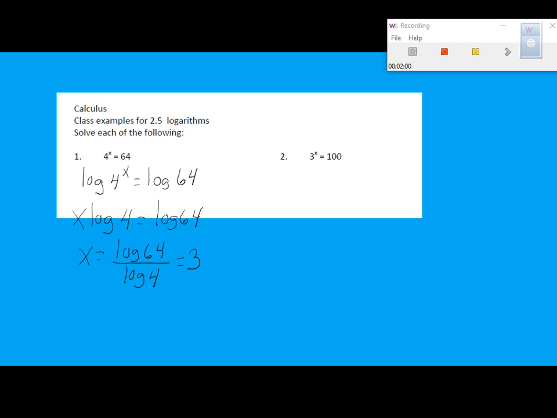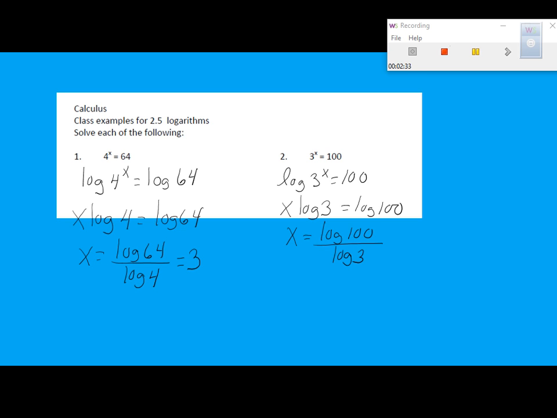Now, my number 2, you couldn't do it as a change of base because you cannot write 100 as a change of base of 3. So I'm going to log both sides. So I've got log of 3 to the x equals 100. My exponent can come down in front. So I've got x log 3 equals log of 100. To solve this thing for x, I've got log of 100 over log of 3.